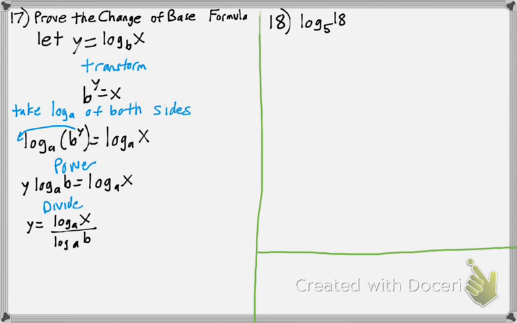And then my last step is going to be to replace the y with my original definition. So just like in the other proofs, if I replace the y with the original, that'll be log base b of x, and then I'm going to copy the right hand side down. So this is log base a of x over log base a of b.